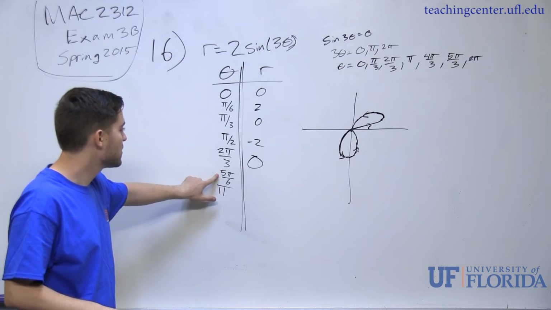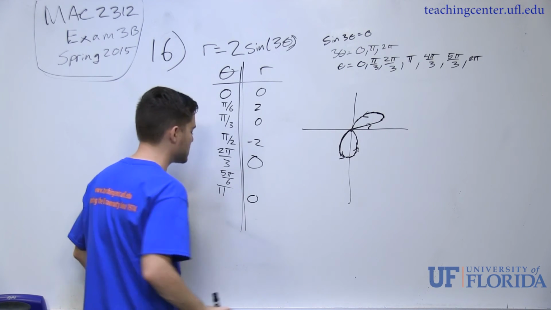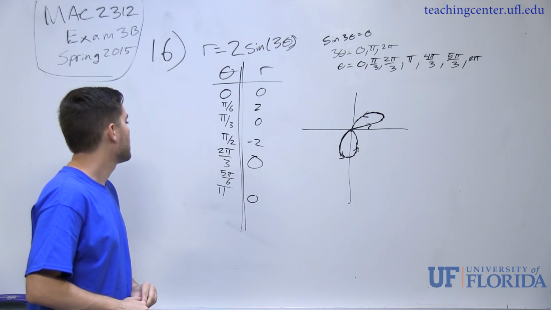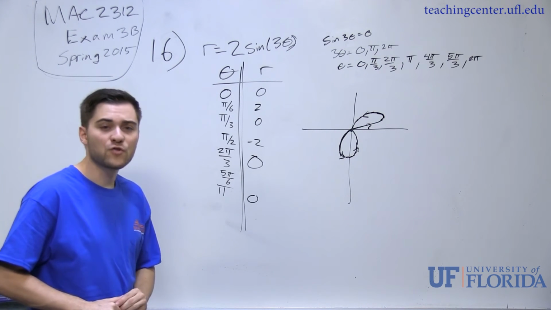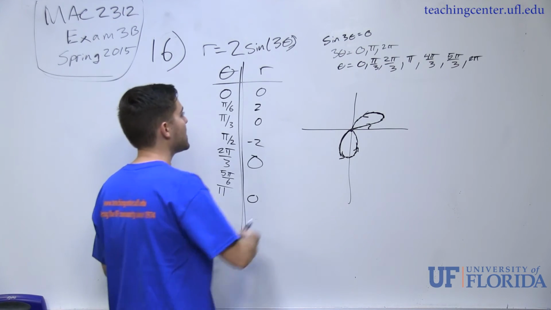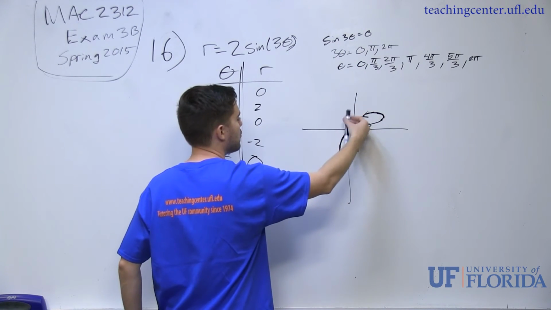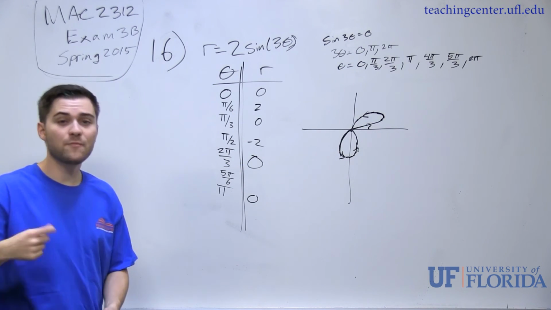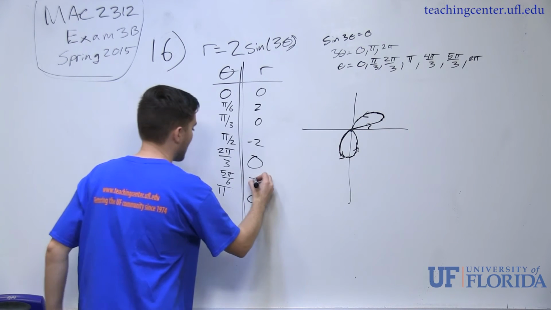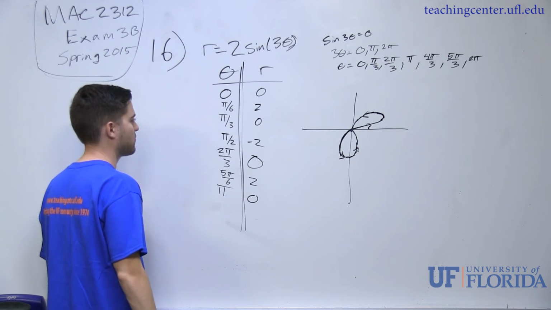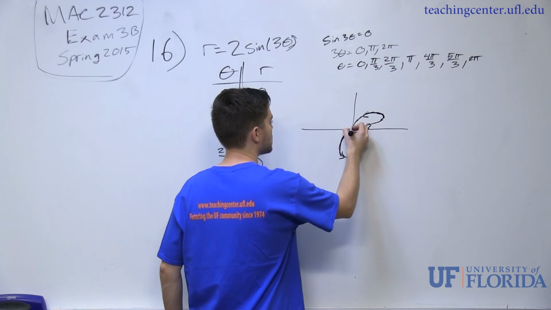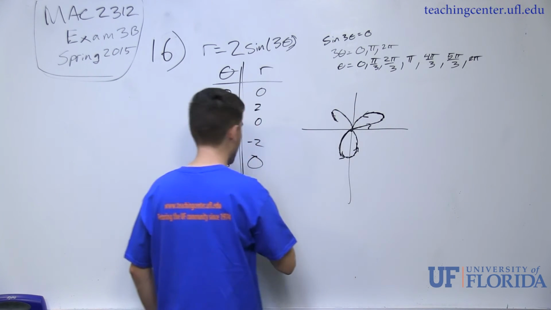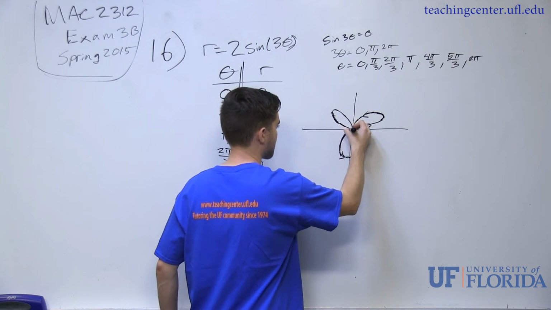5 pi over 6 should be a non-zero value because pi was a 0 value. So at 5 pi over 6, I end up getting sine of 5 pi over 2. Sine of 5 pi over 2 would be, if I have a unit circle, I would have pi over 2, 3 pi over 2, 5 pi over 2. So 5 pi over 2 is going to give me a positive value of 1. So this will have a radius of 2 in this case. So I come out from here, I extend my petal out, and I know that at pi, it comes back in.